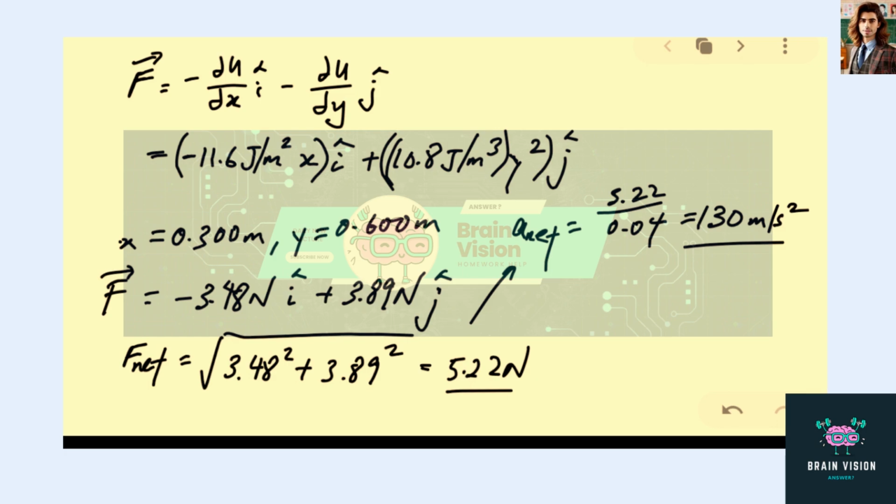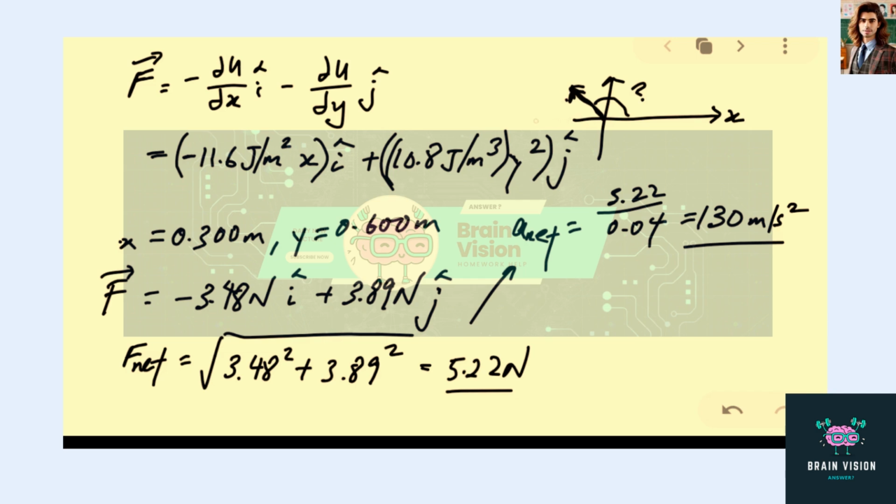But to get the direction, we can use an angle. So the angle we can find with respect to the x-axis. Since we have negative x and positive y, the direction of the force should be in this direction. What is this angle that we want to find?